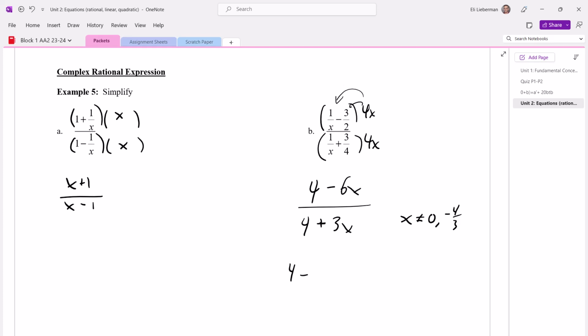If you're not sure, just set up a little equation. Set that equal to 0: 0 equals 4 plus 3x. And that's the other one. x can't equal negative 4/3.